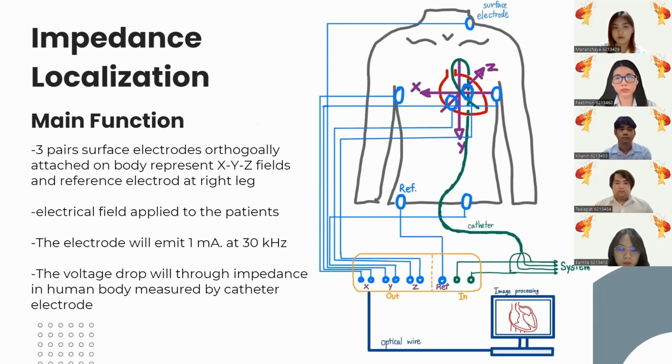Next is the impedance localization. For the impedance-based localization, we use a localization technology called Localisa, which works when an electrical current is externally applied to the thorax. The voltage drop will occur across the internal organs, which is the heart. This can be done by sensing the voltage change between the catheter electrode and a reference point, which will be used to determine the electrode position.